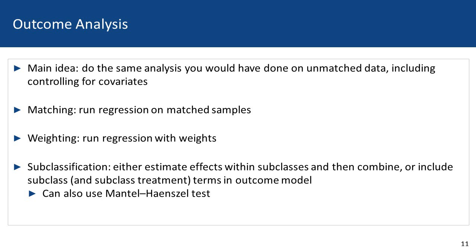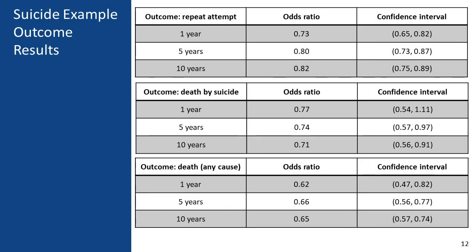But the main idea, again, is that especially with matching, the analysis you do can be essentially the same analysis that you would have done had you never learned about propensity scores. So just to illustrate what that looks like, this is the outcome results for the suicide example. And we see here, again, essentially survival analyses using the 6,000 treated subjects and their 18,000 comparison subjects.